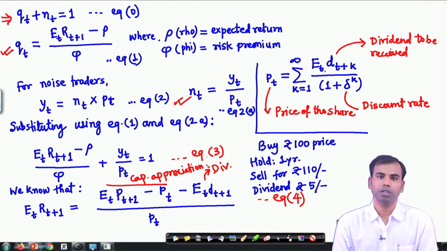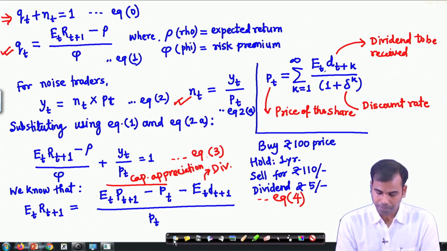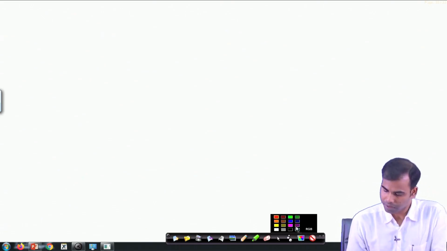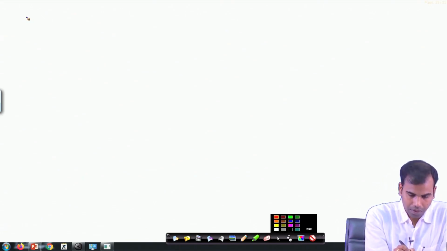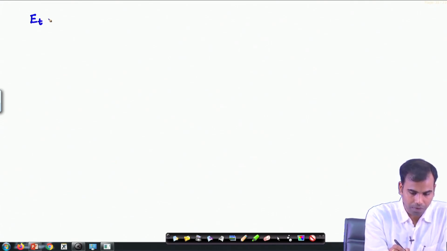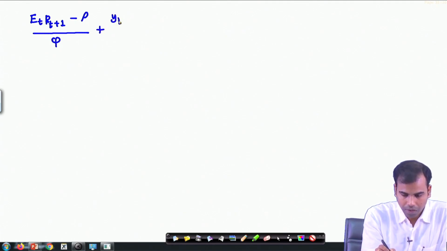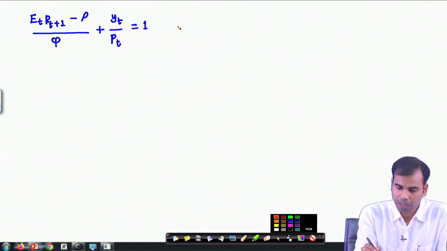Now, if we extend the same argument further, we have seen that the final equation that we have is basically the expectation of return at t plus 1 minus rho divided by phi, plus Y t by P t, is equal to 1. We had named this particular equation as equation 3.